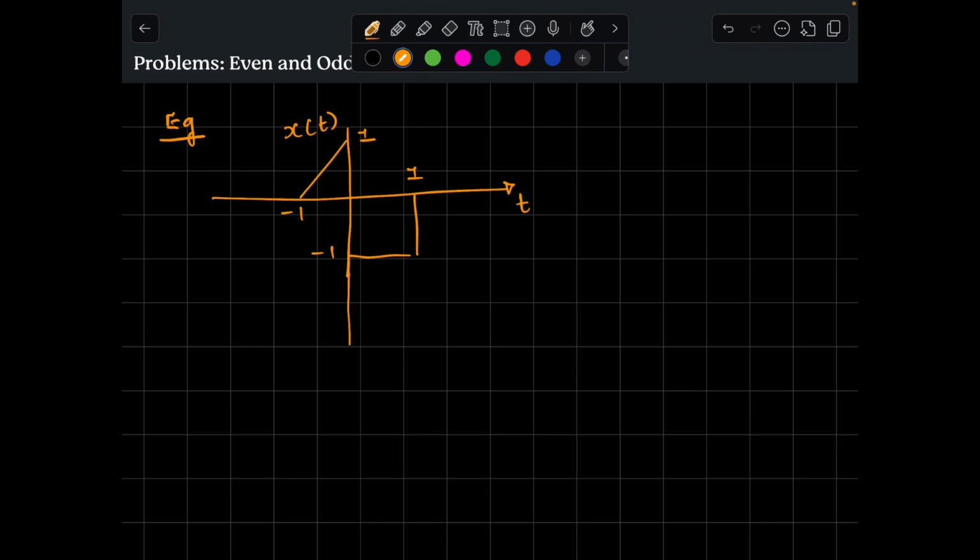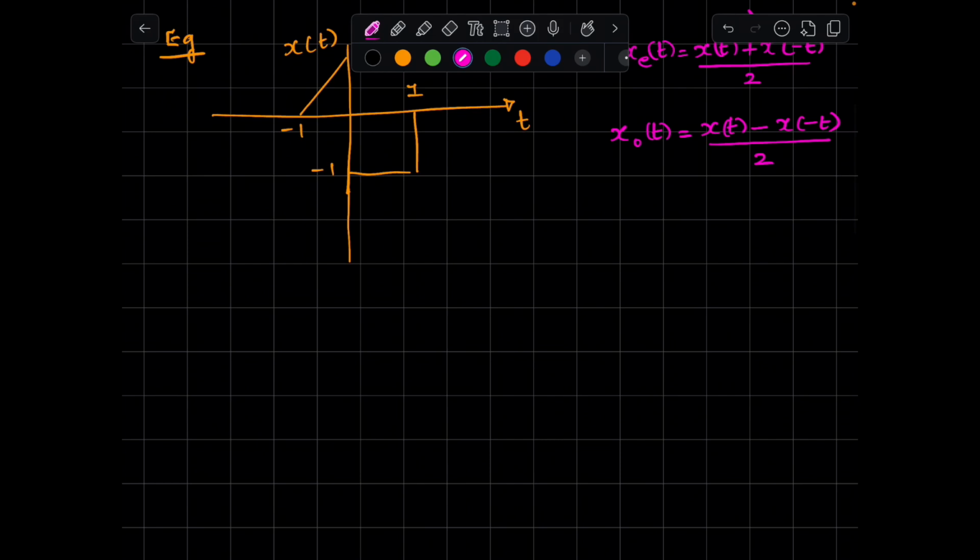So this signal is neither even nor odd, so we will split it into its even and odd parts. As we have discussed, x even of t can be given as x of t plus x of minus t, divided by 2. Similarly, x odd of t is equal to x of t minus x of minus t, over 2. So first of all, we need to find x of minus t. So what is x of minus t?